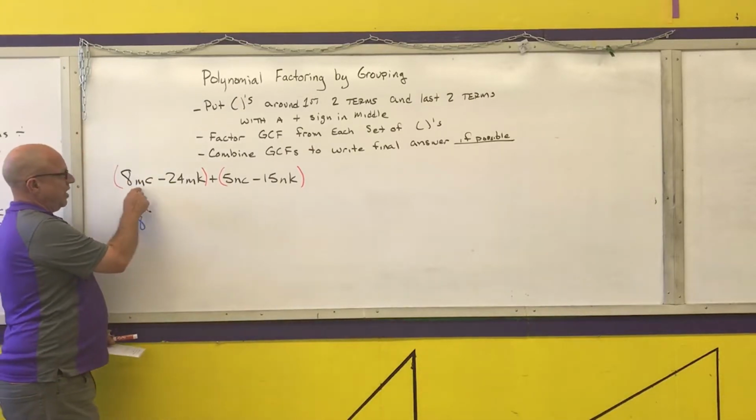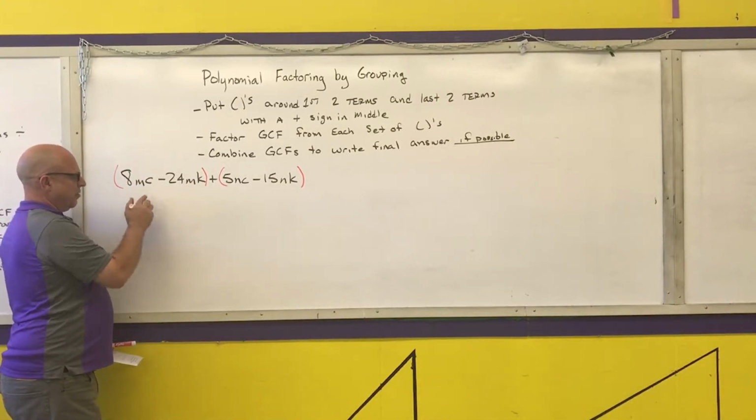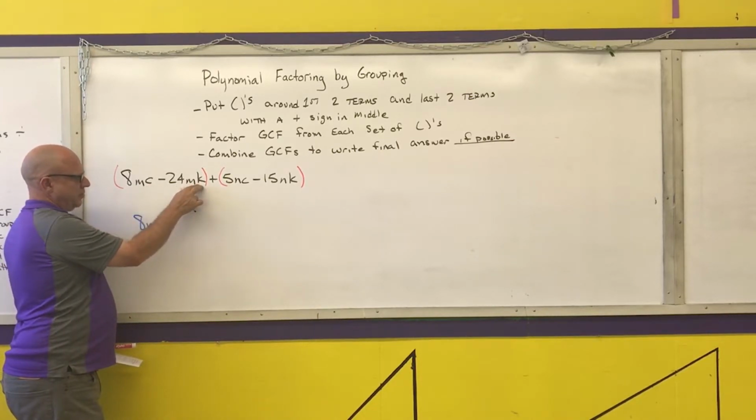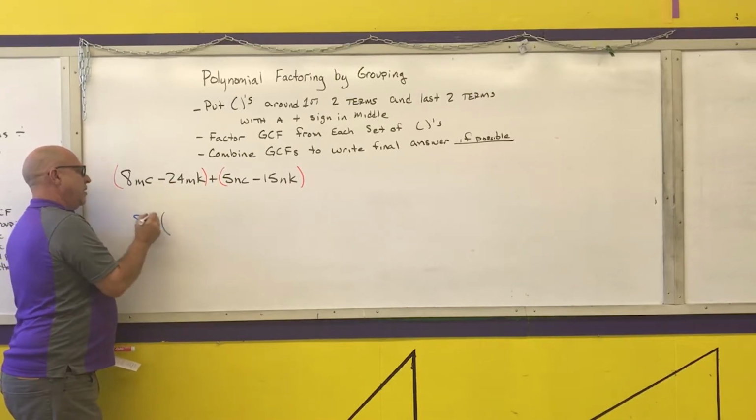In this first group, M appears in every term. The lowest power is the first. C only appears here, so I don't use it. K only appears there, so I don't use it. Then I do my division.